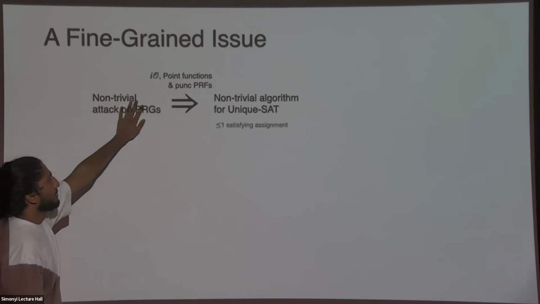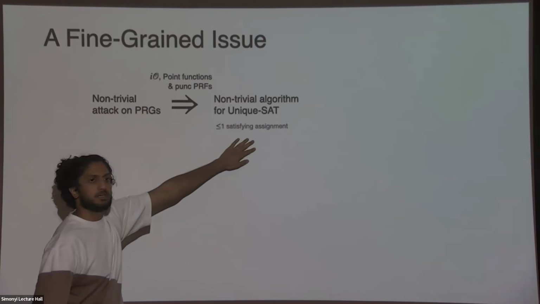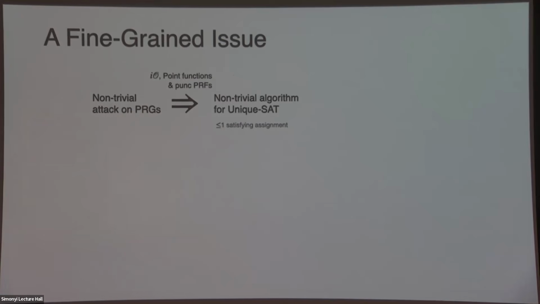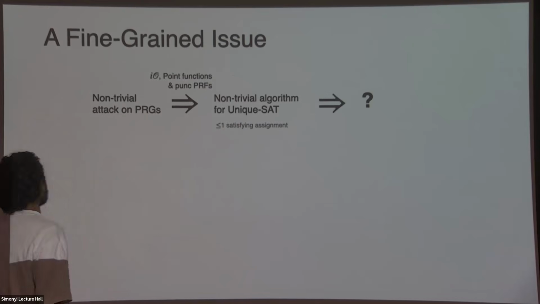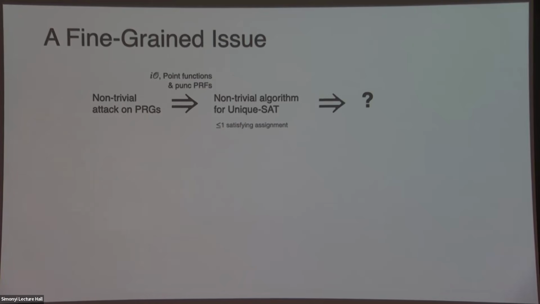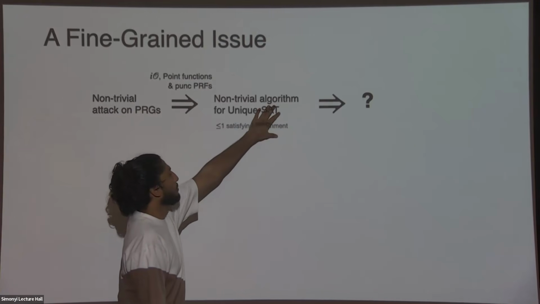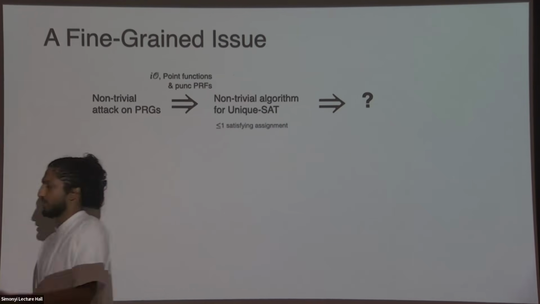Now, unique set is the decision problem where you're promised there's at most one satisfying assignment. Before, we said there was exactly one satisfying assignment and you had to find it. Here, there's at most one satisfying assignment and you have to decide whether there's 0 or 1. And the problem is, it's not obvious how you go from a non-trivial algorithm for unique set to a more standard assumption on complexity classes.